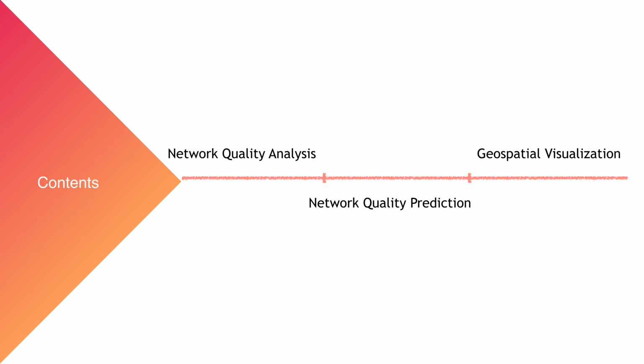Second, I will introduce how we expanded network quality analysis to network quality prediction, which is a core part of detecting network anomalies and then handling device failures. Lastly, I will talk about how we developed geospatial visualization of network quality analysis and anomaly alarms in order to deliver the results more intuitively and comprehensively to operators.